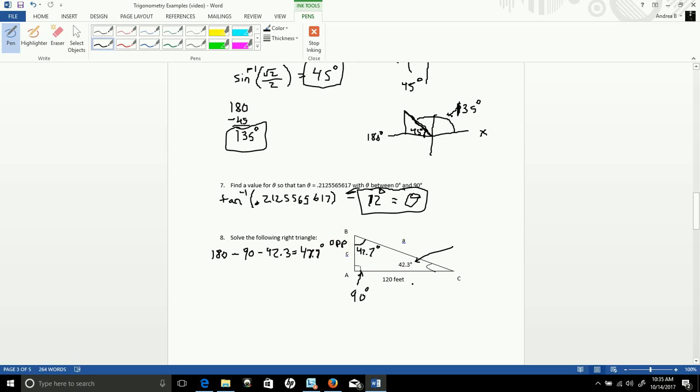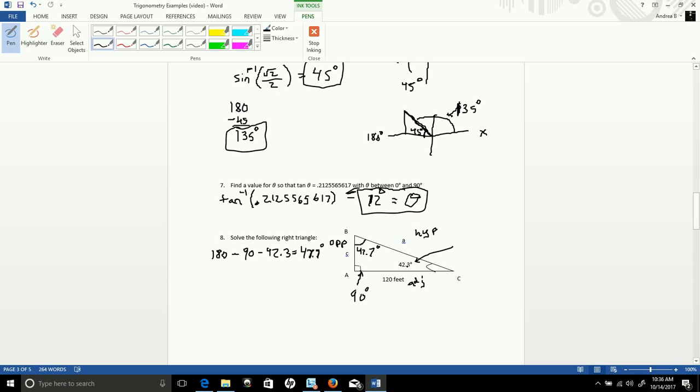Down here, the 120 would be our adjacent side. And the one that we had labeled as a little a would be our hypotenuse. So don't get used to A, B, and C as being the legs and the hypotenuse. It depends on the setup of the triangle here.